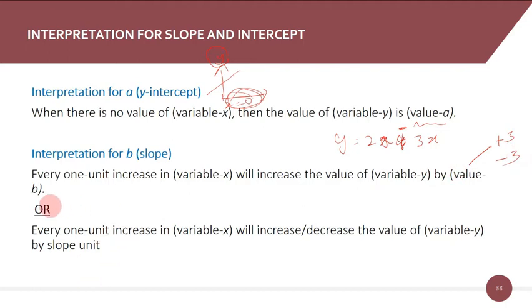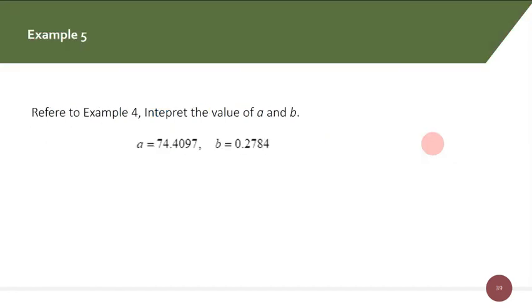So another way to interpret b is by every 1 unit increase in variable x, just plug in what is your variable x, will increase or decrease depending on the slope sign. If increase, it means a positive sign, if decrease it has a negative sign, and then the value of variable y, just substitute what is your variable y by slope unit. So the slope here you will just put 3 units if we compare with this equation. Okay, we will look at the example later. Okay, let's look at example 5.